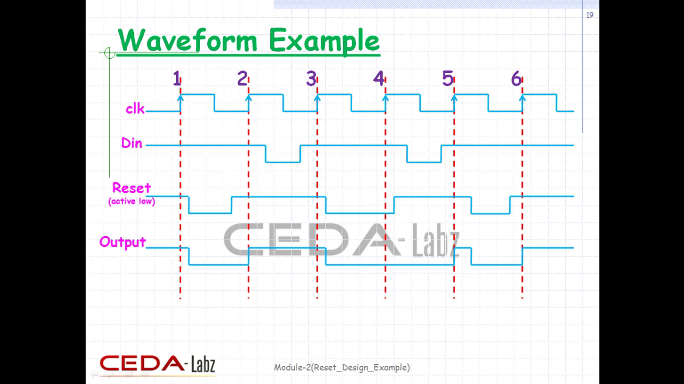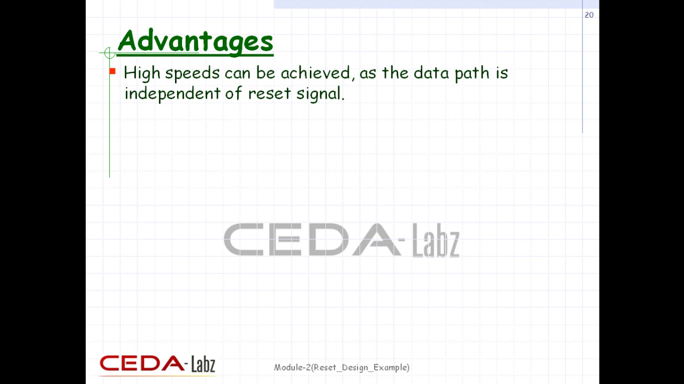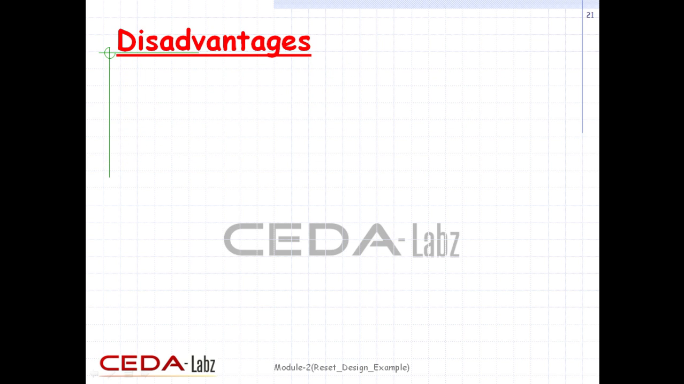In this topology, high speeds can be achieved, as the data path is independent of the reset signal. Another advantage favoring asynchronous resets is that the circuit can be reset with or without the clock present. As with synchronous reset, no workaround is required for logic synthesis. The problem with this type of reset occurs at reset de-assertion rather than at assertion, like in synchronous circuits.